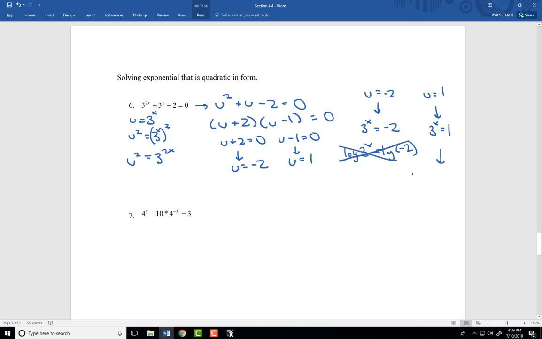So I'm going to take the log of 3 to the x and log of 1. Remember that x goes down. And then remember what I'm going to do is divide both sides by log of 3.